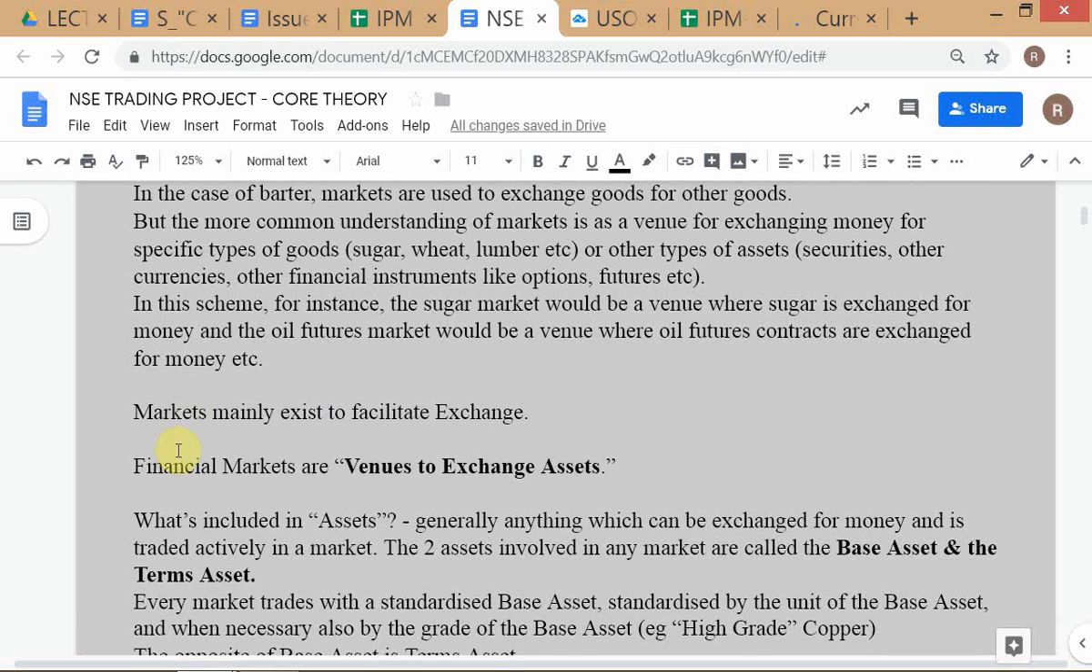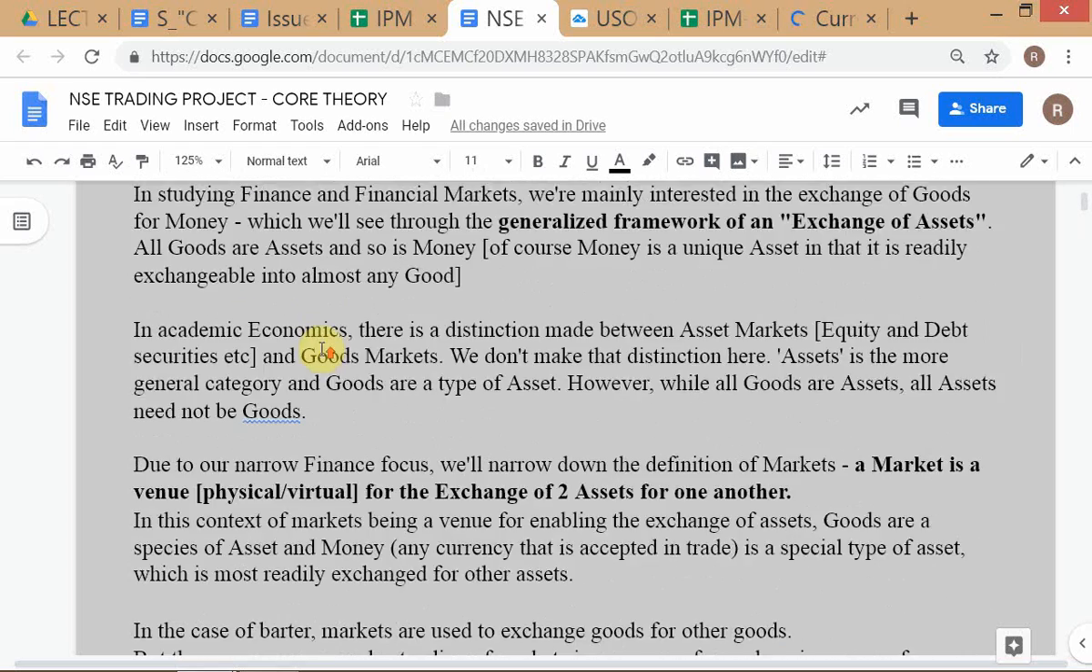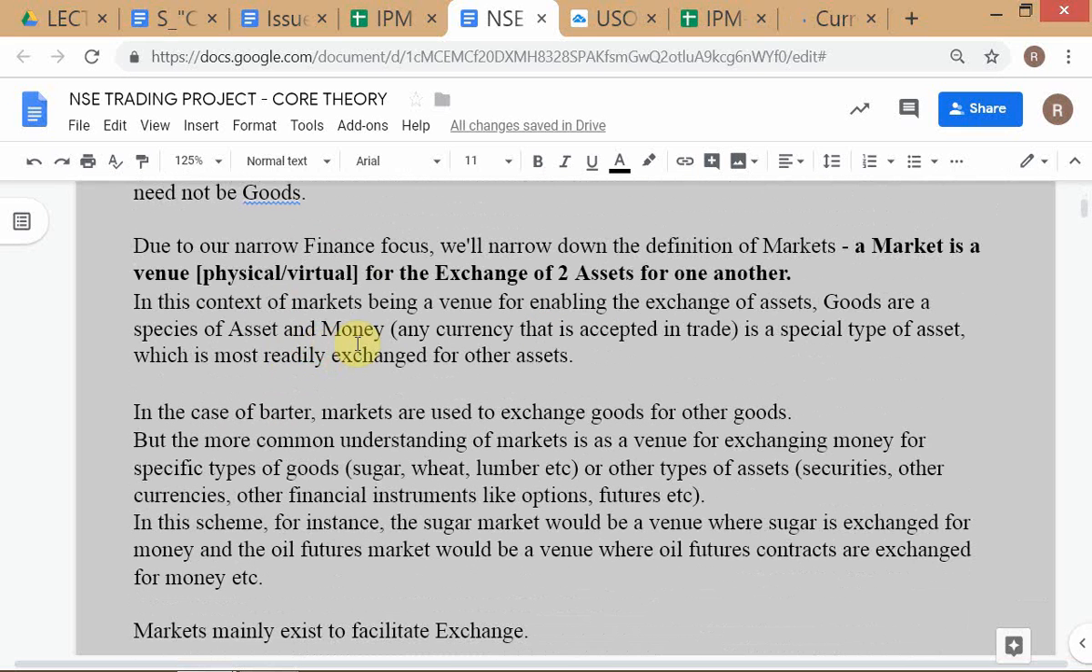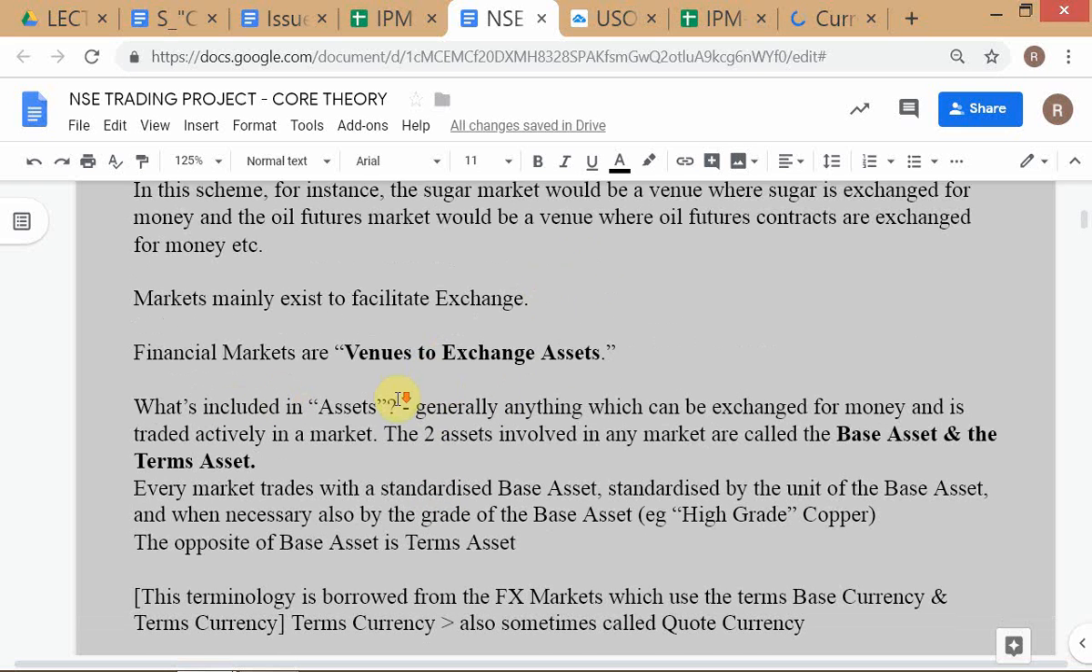In the longer version of the note, we say that the general definition of a market is goods and services for money. But in the financial market context, we will only talk about assets, which include all goods as well, but we are not going to talk about the exchange of services.